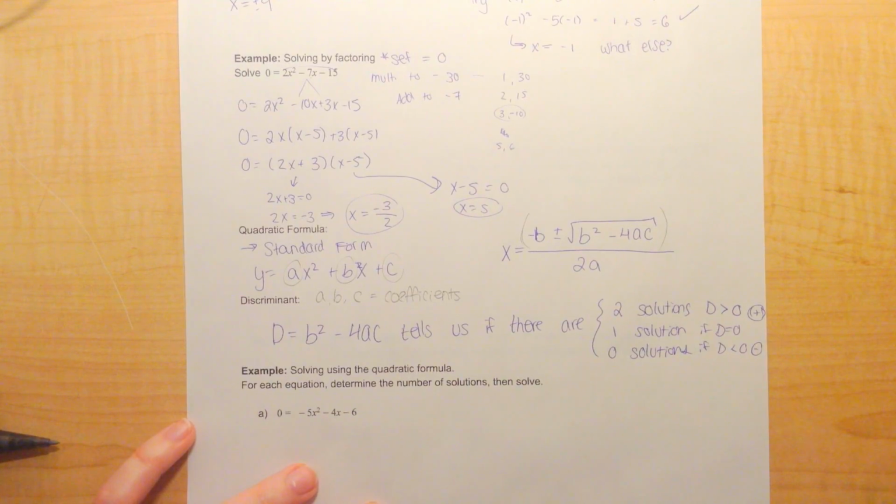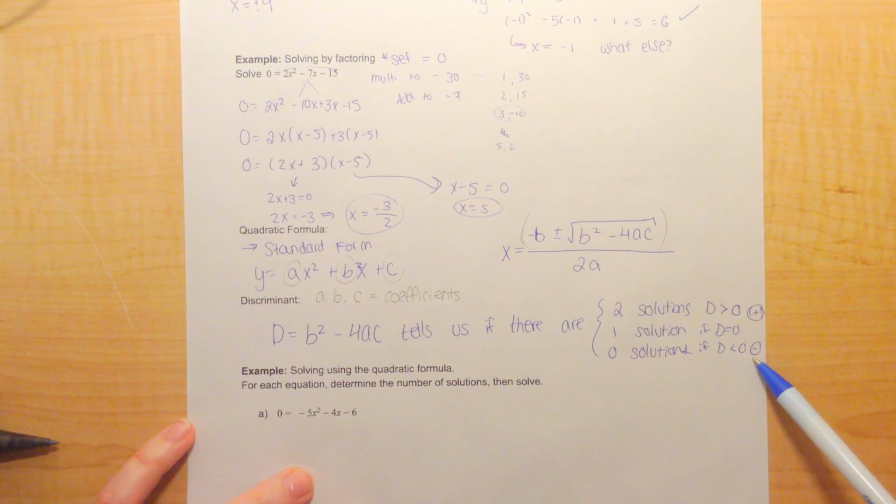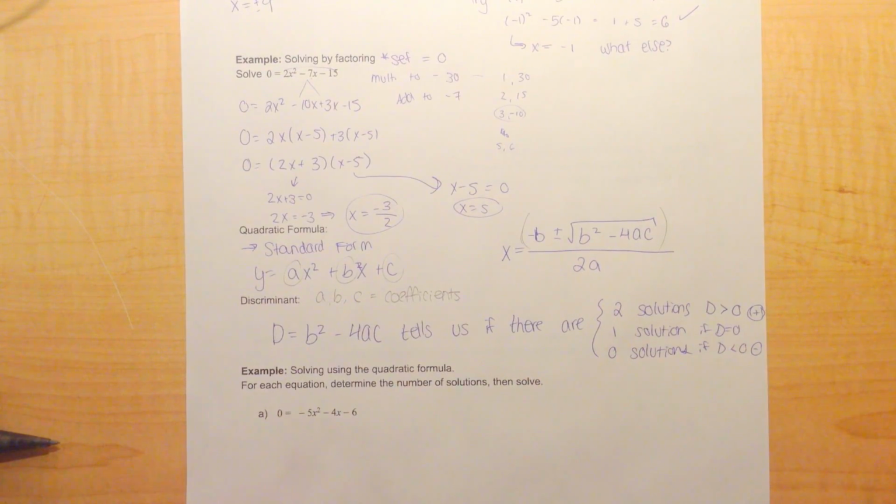So sometimes you might even want to check, is this going to have answers? You could find your discriminant first, take a look at the value of it or the sign of it, and then you might be saving yourself some work there.